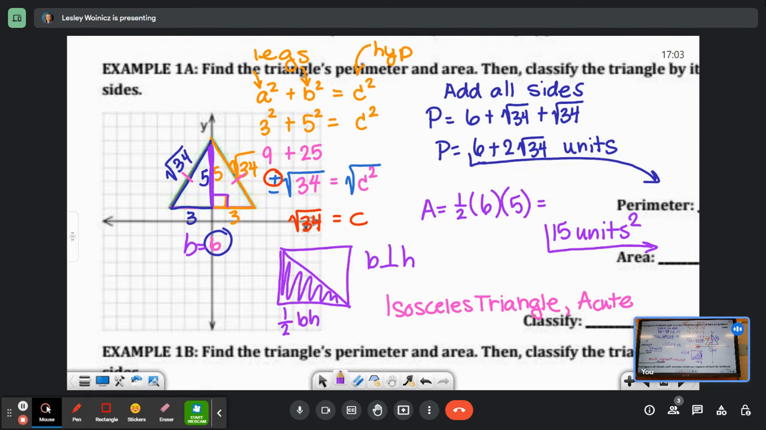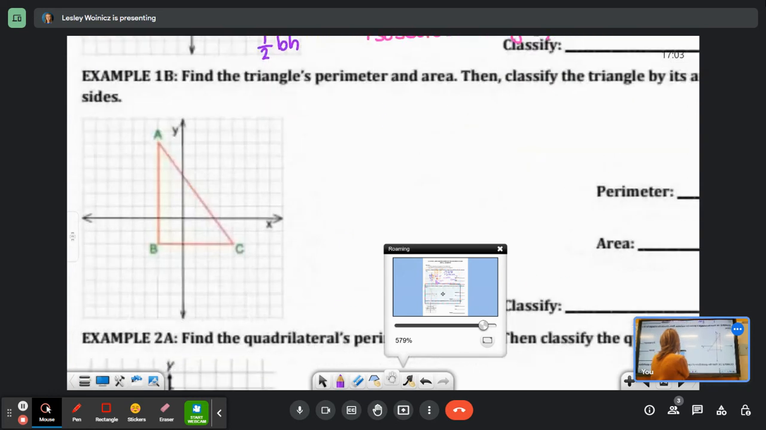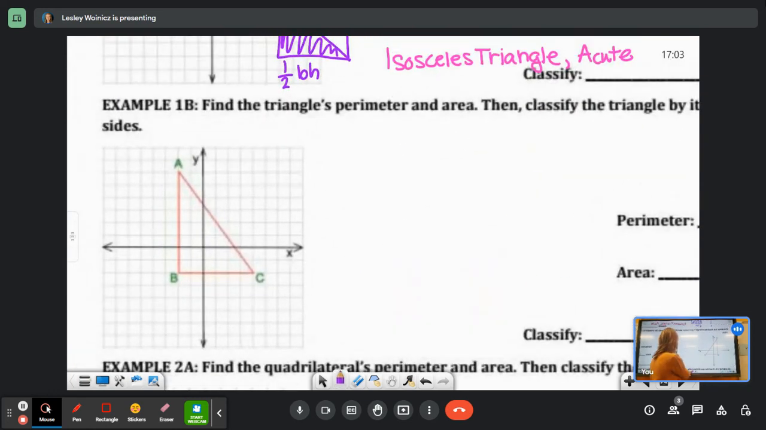Okay, that'll do it for number 1. Let's do number 2. Okay, if you look at, actually it's 1B. If you look at 1B, it's basically just like half of the one that we just did. You know what I mean? Like they already gave us one of those little cute right triangles.